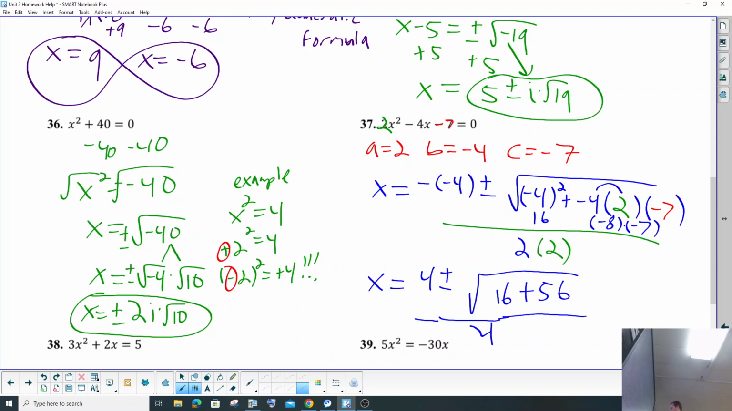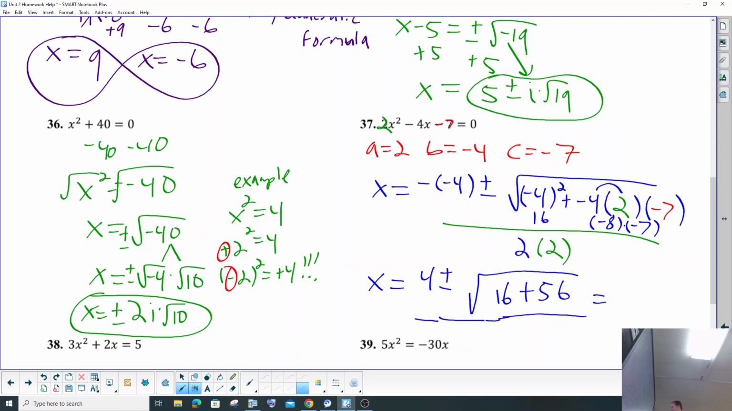Okay, so what is 16 plus 56? That's not right. Did I make a mistake? Did you forget the negative 4? It's supposed to be negative 4. Okay, so then 4 plus or minus, excellent.